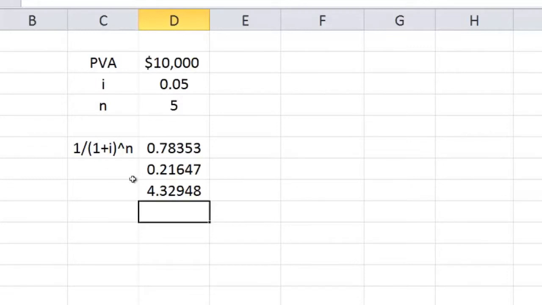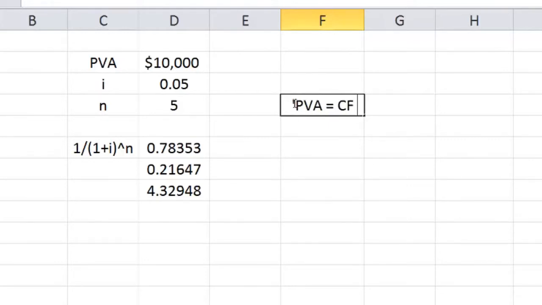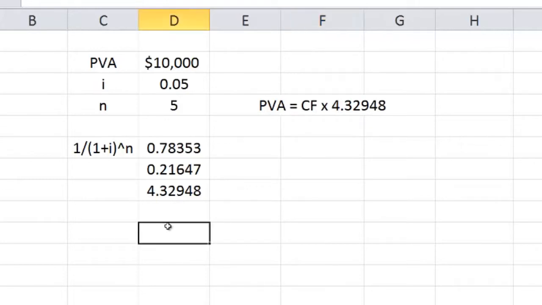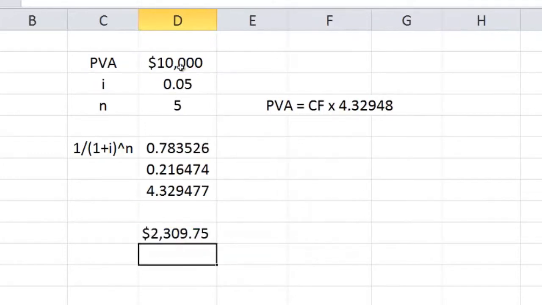And we get 4.329. So then the way the equation would look, it would be like this. You would have present value of the annuity equals CF multiplied by 4.32948. So if we want to solve that for cash flow, we're going to take the present value of the annuity and divide it by the 4.32. So if we do that, we get our value of 2309.75. That is given in that example 6.5. That's how you calculate the payment to a fixed payment loan.